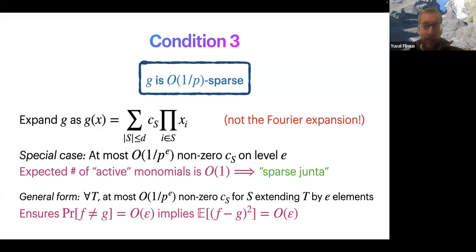And why do we need it? Technically, it allows us to transition from the statement that f and g are close in L0, to the statement that f and g are close in L2. Okay, so there's not too much more I want to say about this.